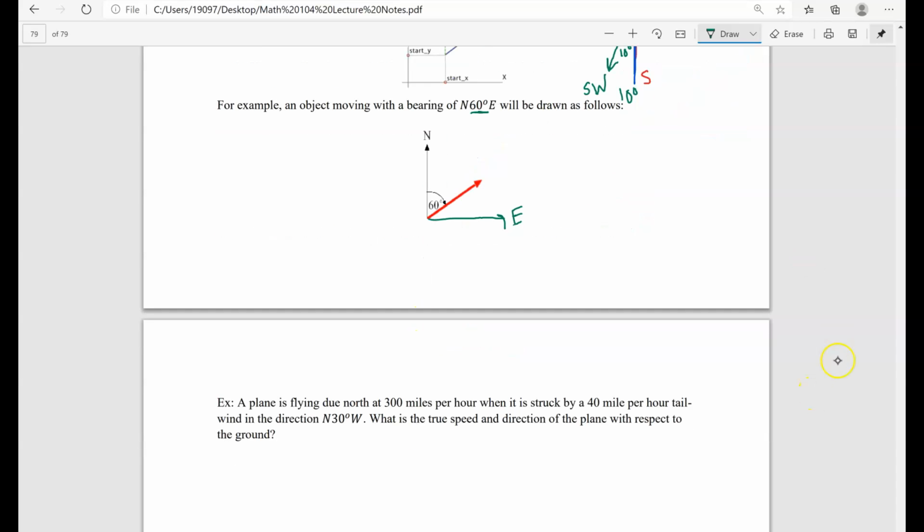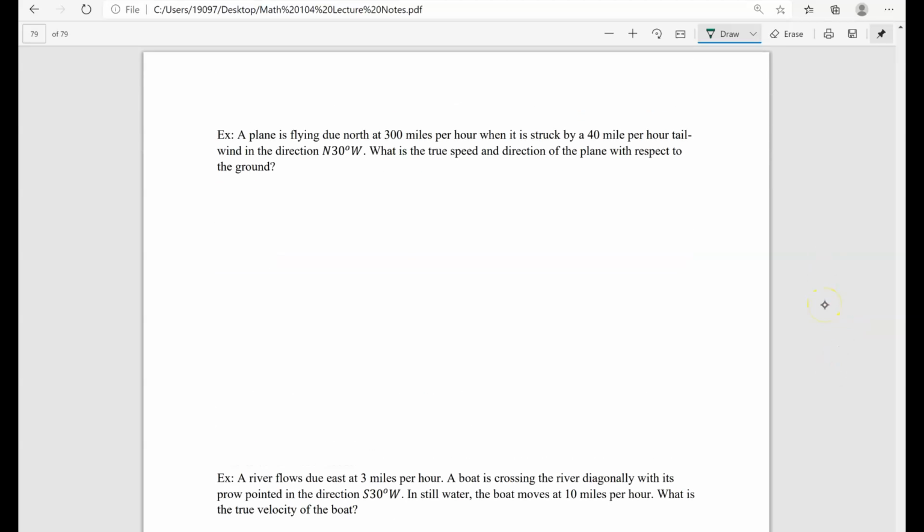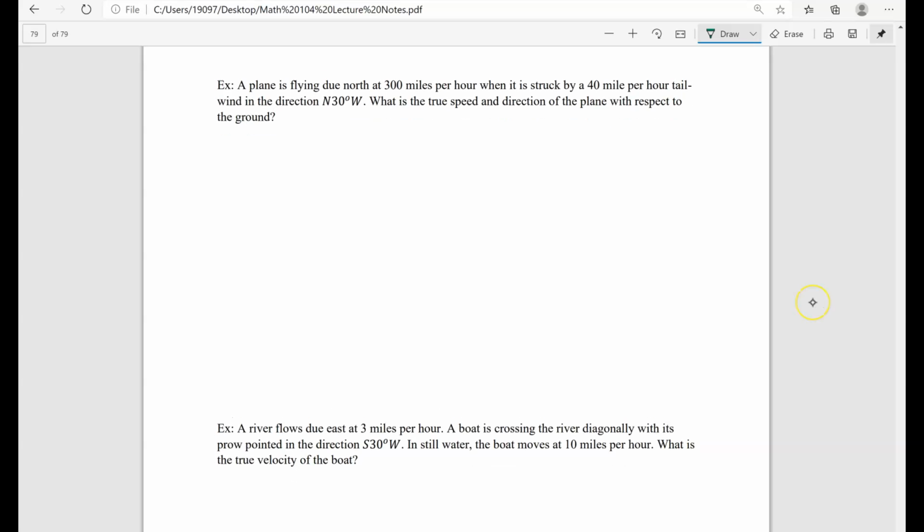Okay, so let's do this. I think this is the last example. No, we have two examples left. Okay, so let's actually do these two problems in the next video so that the other question can simmer down.